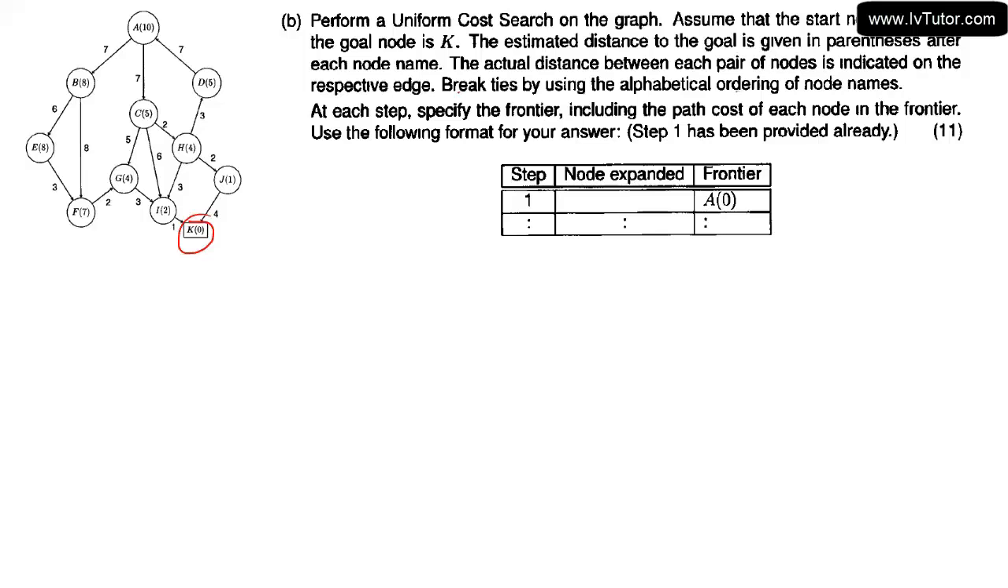At each step, specify the frontier, including the path cost of each node in the frontier. Use the following format to answer. The first step has already been done for you.